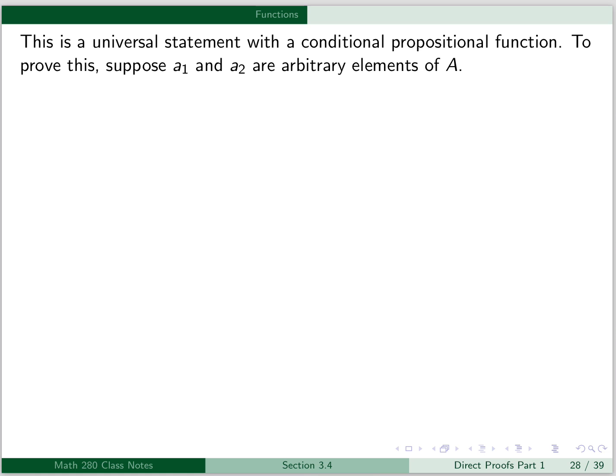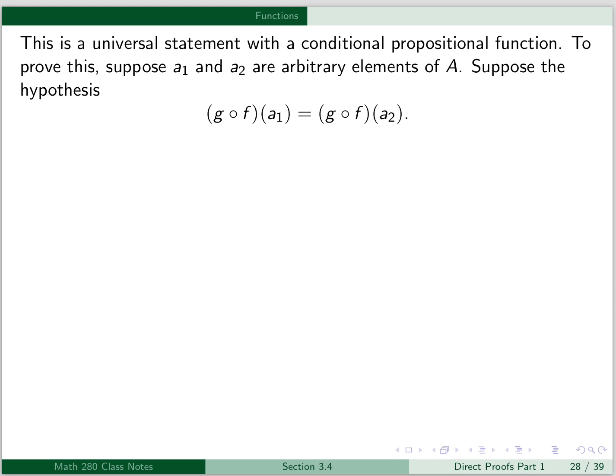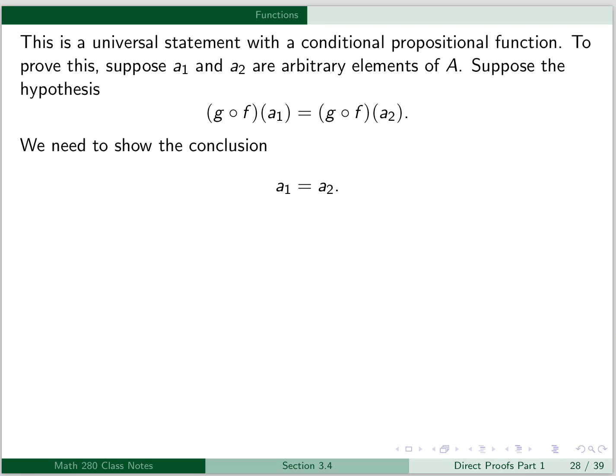This is now a universal statement with another conditional propositional function. So to prove this, we'll use a proof by arbitrary element. So we'll start by supposing a1 and a2 are arbitrary elements of A. We suppose the hypothesis that g composed with f of a1 equals g composed with f of a2. We then need to show the conclusion that a1 is equal to a2.